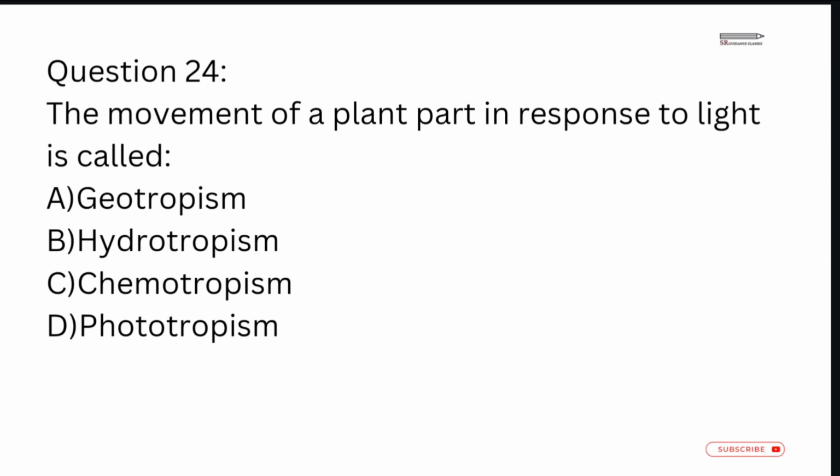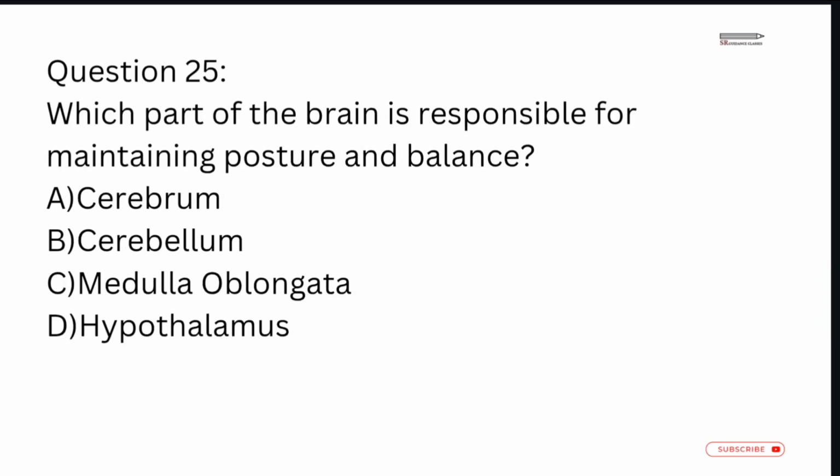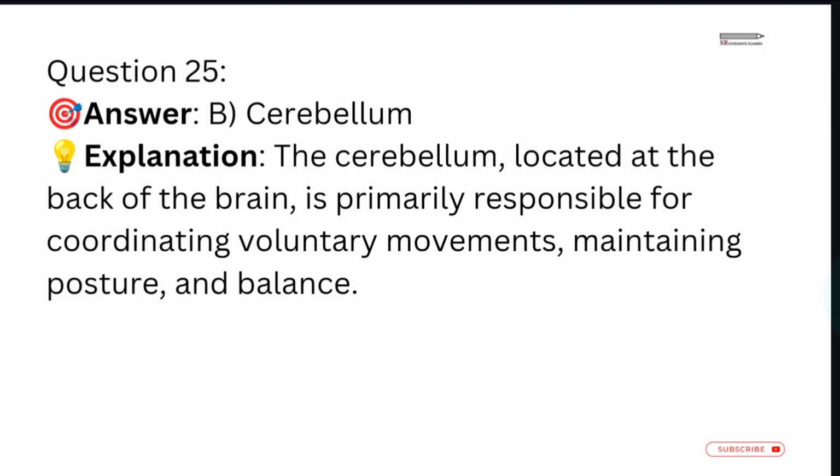The movement of a plant part in response to light is called. The correct answer is option D, phototropism. Which part of the brain is responsible for maintaining posture and balance? The answer is option B, cerebellum.